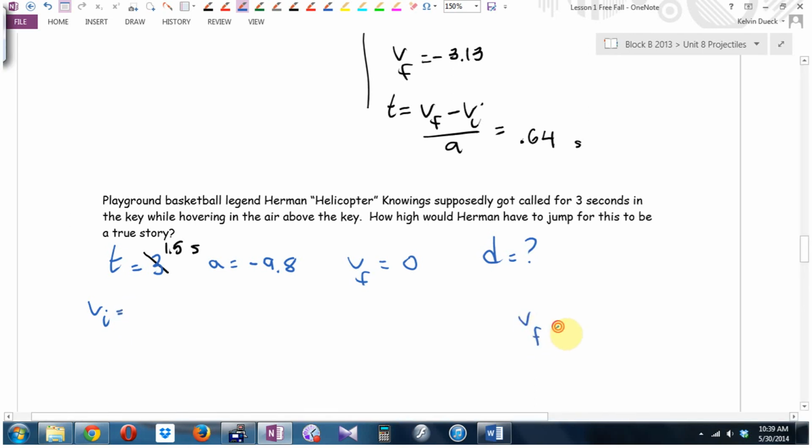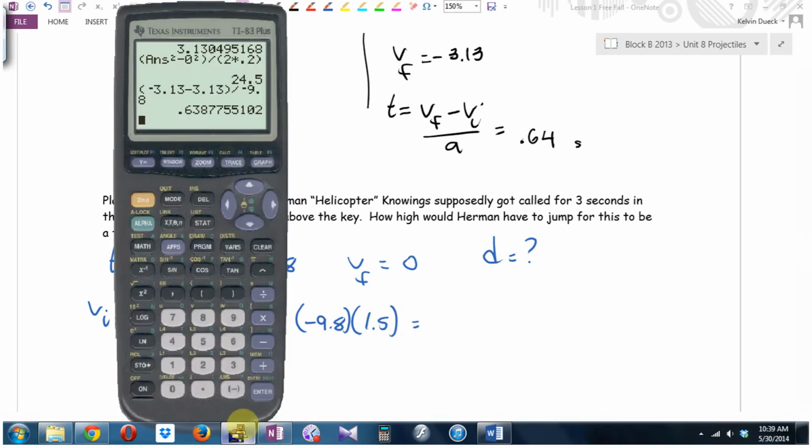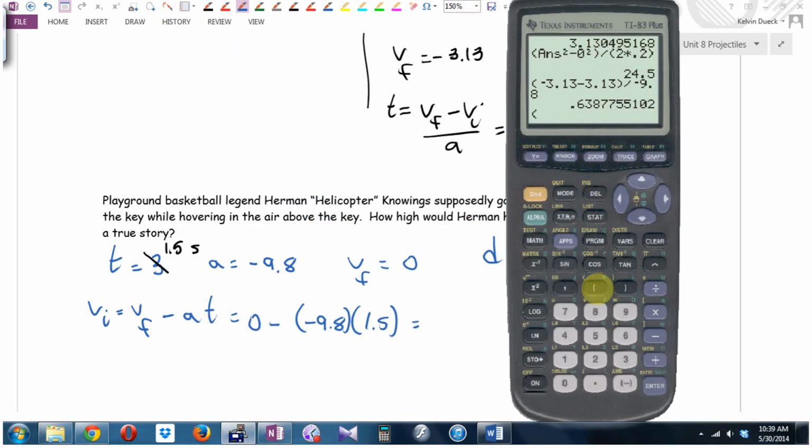Let's see, VF equals VI plus AT. Oh, I guess it's going to be VF minus AT. Is that okay, Oliver? Yeah? Which is going to be 0 minus negative 9.8 times 1.5. So for this to be true, Herman would have had to leave the ground at 14.7 meters per second.